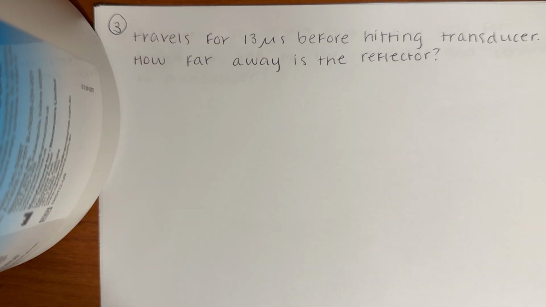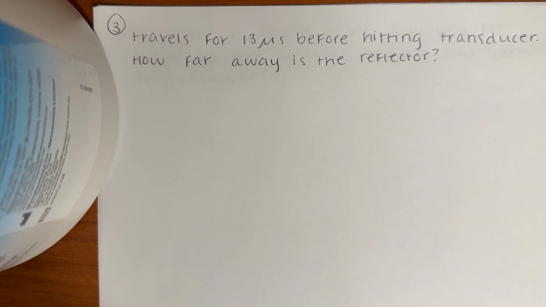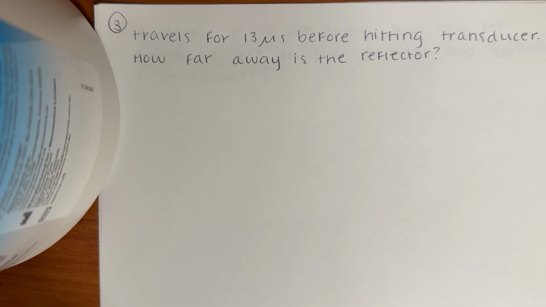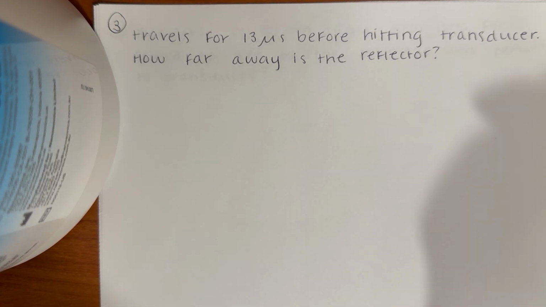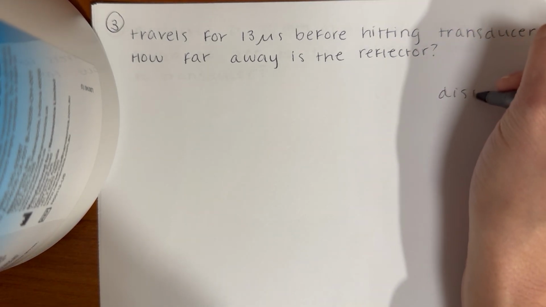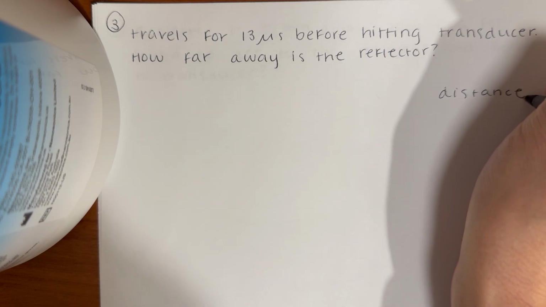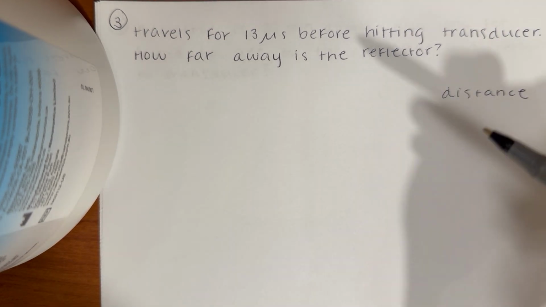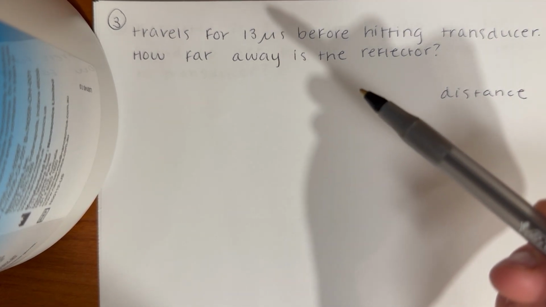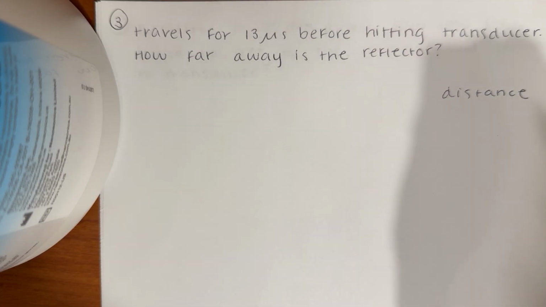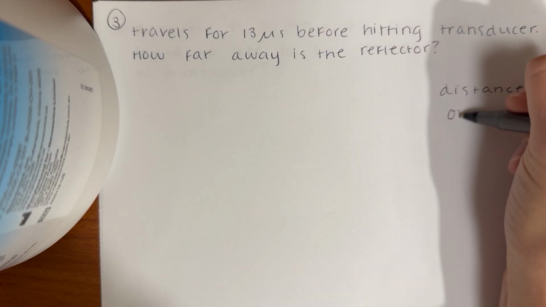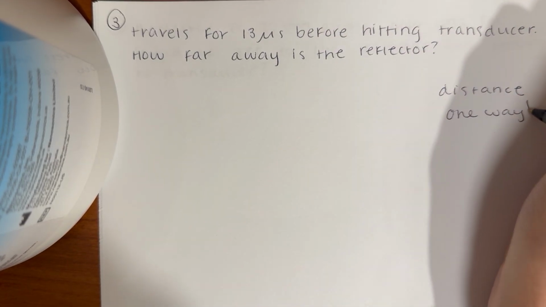Number 3 is that it travels for 13 microseconds before hitting a transducer. How far away is the reflector? My answer is still going to be distance. But here it's a little trickier because it's not round trip time. Travels for 13 microseconds before hitting a transducer. It's only one way. So that should be a red flag, one way.